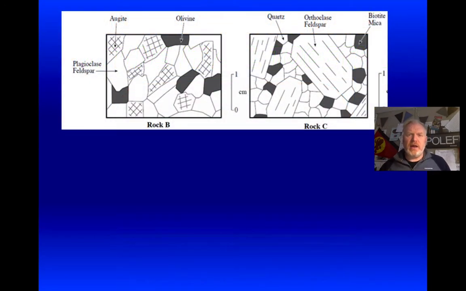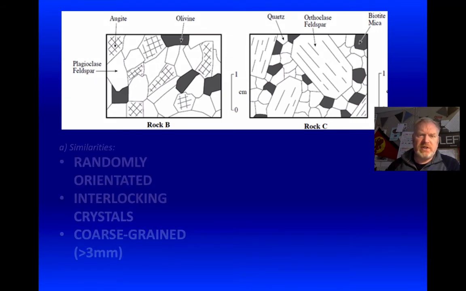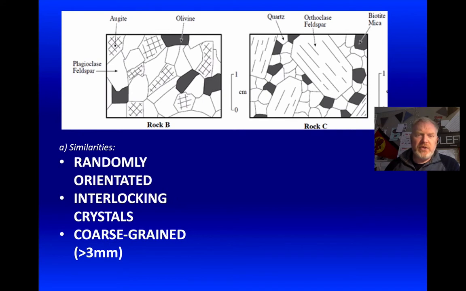Let's start by looking at these two rock specimens, rock B and rock C. The first question I asked was what the similarities between them are. They're both igneous rocks, so we both see randomly oriented crystals. We both see as well that they're interlocking crystals. And the reason for that is that these rocks have cooled from a melt. Also, both of these rocks are coarse-grained. They both have crystals greater than 3 millimeters. And the reason for that is because these have both cooled slowly.